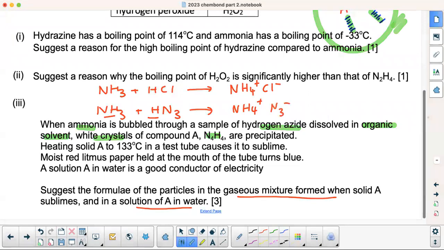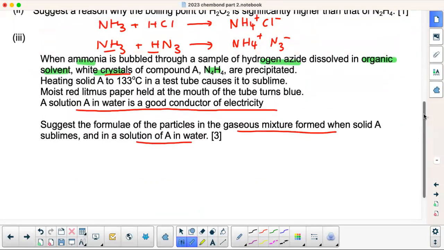So these are crystals, these are ionic compounds. That's why when you dissolve it in water, it's a good conductor of electricity, right? Because they're aqueous ions. So the solution of A in water, what are the particles? They want the particles. The particles would be NH4 plus and N3 minus. I want you to write it as ions. Got it? So it's soluble in water.